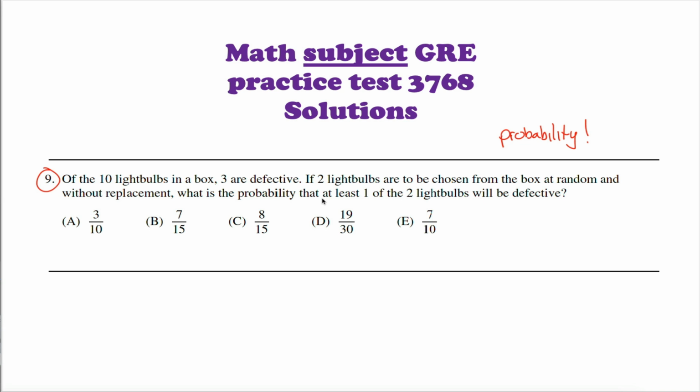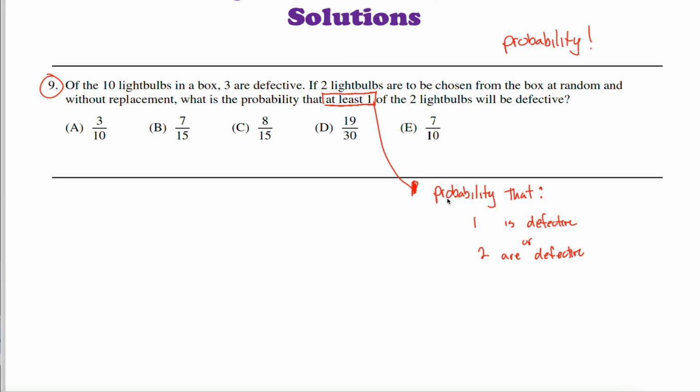Big red flag here. When you see this phrase, at least, really what this is asking you is for the probability that one is defective or both of them are defective. This problem is really asking you to do 2 things. Calculate these 2 probabilities and add them up. Nobody wants to do that. That's a lot of work.